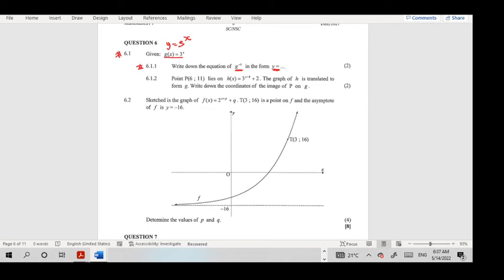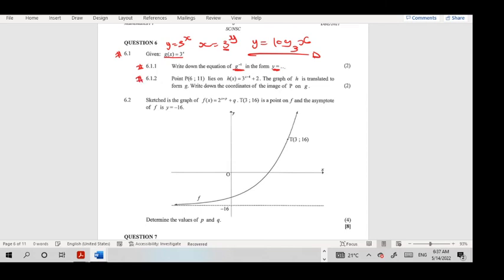Then we swap, meaning we'll have x equals 3 to the power of y, and then we write it in log form. So it's going to be y equals log of base, what is the base? It's 3, and x. So this is going to be our inverse, which is g to the power of -1.